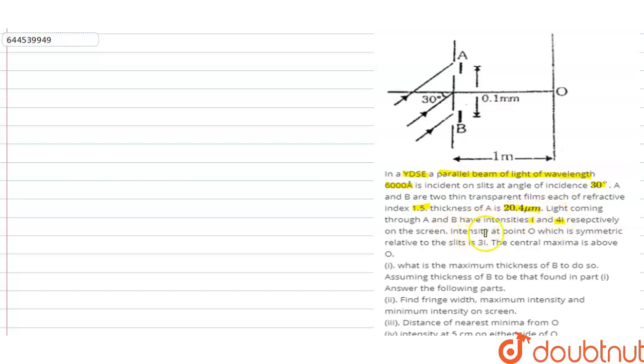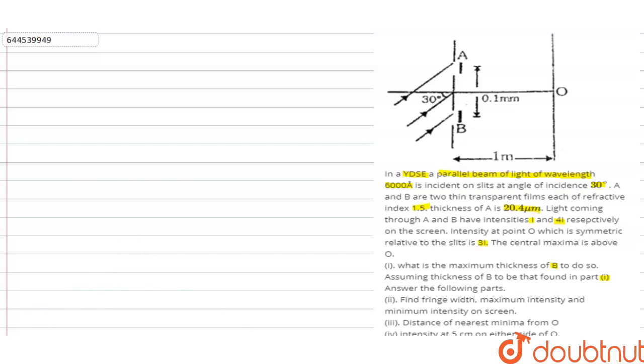Light coming through A and B have intensity I and 4I respectively. On the screen, intensity at point O, which is symmetric relative to the slits, is 3I. The central maxima is above O. Number 1: What is the thickness of B? To do so, assuming thickness of B to be that found in part 1, answer the following parts. Find the fringe width, maximum intensity and minimum intensity on screen, distance of nearest minima from O, and intensity at 5 cm on either side of O.